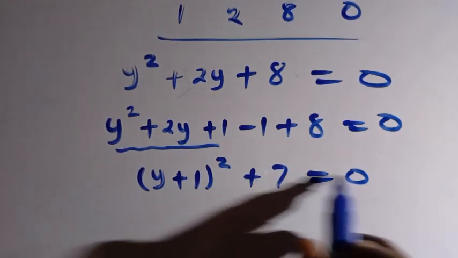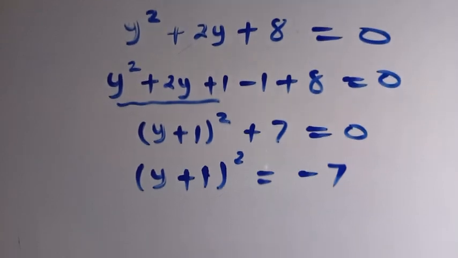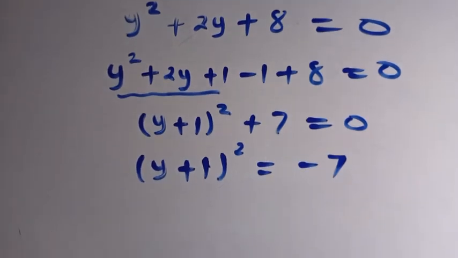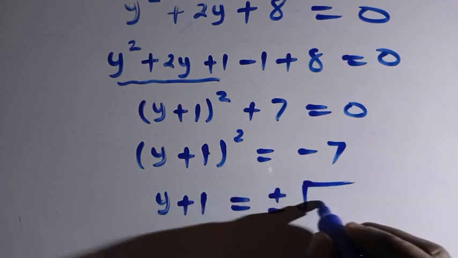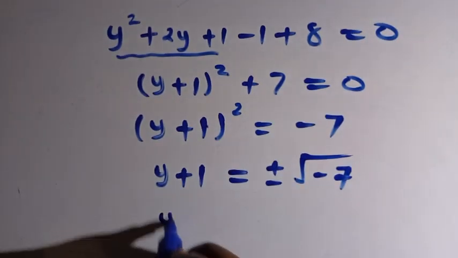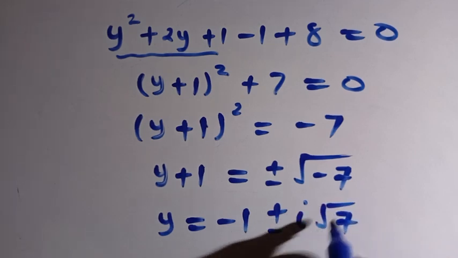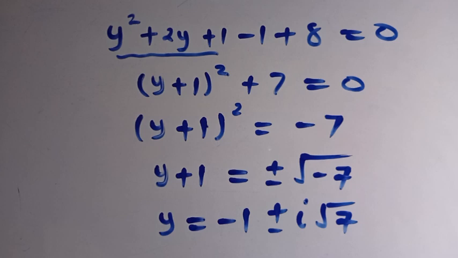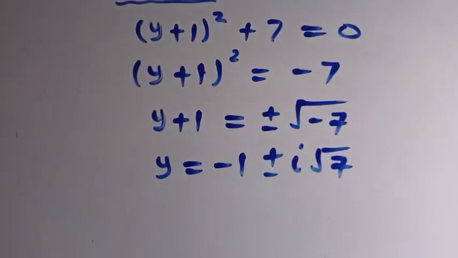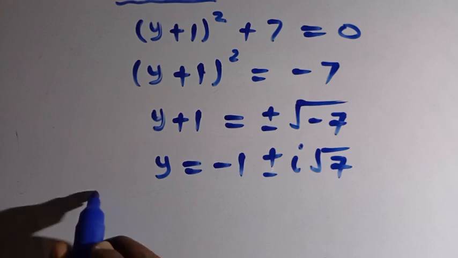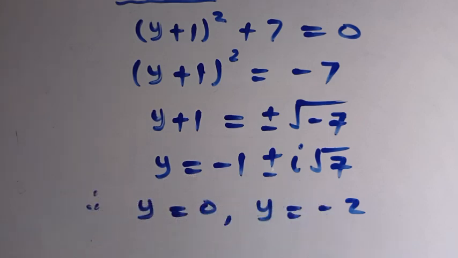By collecting the like terms, let's say we transfer 7 to that side, we have y plus 1 to the power of 2 equals minus 7. Then let's take the square root of both sides. By taking the square root of both sides, the square and square root cancel. So here we have y plus 1 equals plus or minus the square root of minus 7. Getting to this stage, we transfer 1 to the other side, and here becomes minus 1 plus or minus. The square root of minus 1 equals i, so the square root of minus 7 is i root 7. So here is a complex root. The negative in the root gives us i, so we have this solution: y equals minus 1 plus or minus i root 7. In summary, there are 4 solutions we have gotten now. The first is y equals 0, then y equals minus 2, and y equals minus 1 plus or minus i root 7.